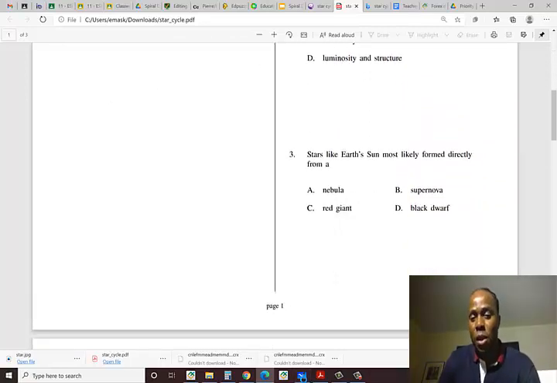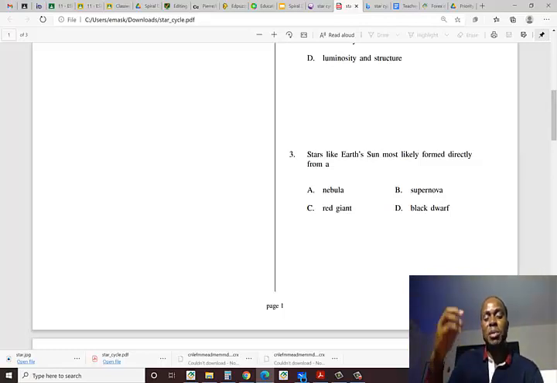Stars like Earth's Sun most likely form directly from A, nebula, B, supernova, C, red giant, D, black dwarf. Well, we said the birthplace of a star, where they originate from, where they are formed, is a nebula. So easy breezy. My option will be A. It cannot be B. Supernova is actually the death of a massive star.